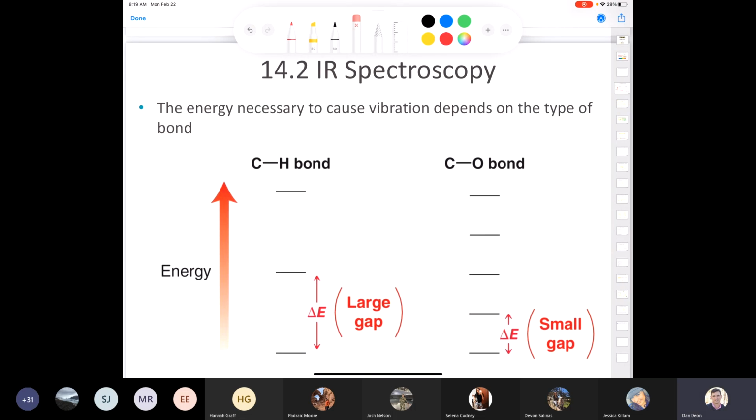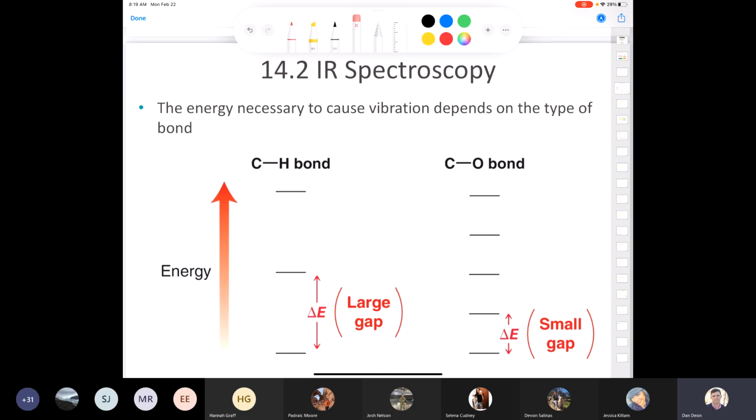So for each and every bond in a molecule, the energy gap between the vibrational states is very much dependent on the nature of the bond, as I stated a few minutes ago. For example, if you look at the energy gap of a carbon-hydrogen bond, shown here on the left, it's much larger than the energy gap for a carbon-oxygen bond. Both of these types of bonds are going to absorb infrared radiation, but the carbon-hydrogen bond is going to absorb a higher energy photon, right? It's going to absorb higher energy infrared radiation.